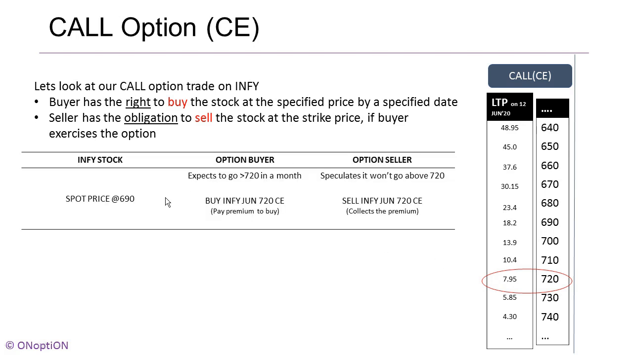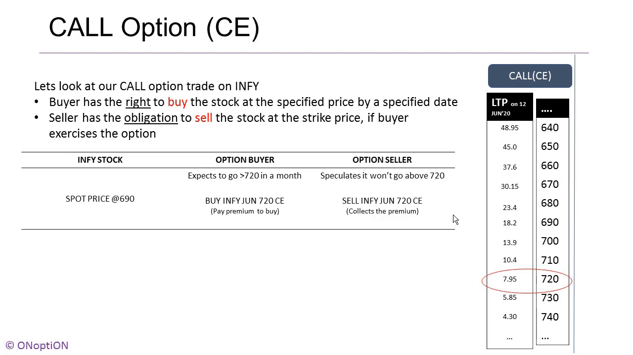Now let's take a quick view of the real trading. Assume INFI stock is trading at 690 rupees. The option buyer is expecting that INFI would go easily above 720 in a month. So he would buy the INFI June month expiry 720 call option. He has to pay the premium of that particular contract at whatever price it is trading. The option seller would have speculated that it won't go above 720. That's the reason he opted to sell this contract. He sold this contract, and the same has been bought by this option buyer. So whatever premium the buyer has paid, the same has been collected by the seller.